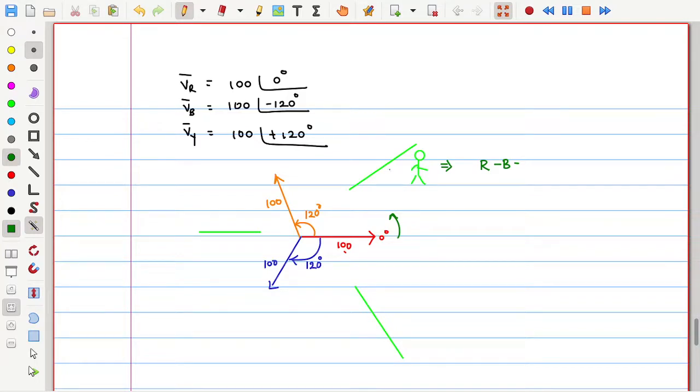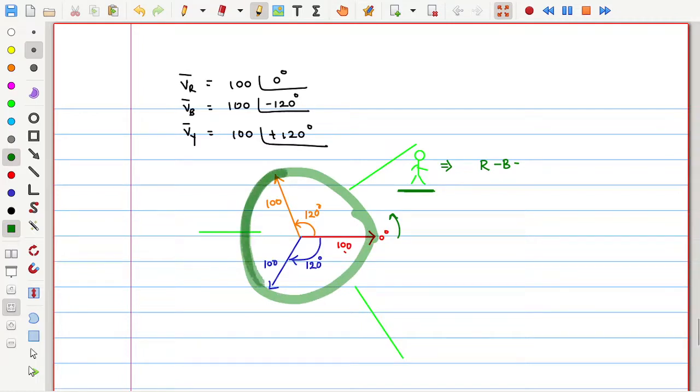I am not rotating. This is stationary. What is rotating is this thing. I think people are getting confused with this. This is a ring, and this ring is rotating. How is it rotating? In the anti-clockwise direction. So if it is rotating in the anti-clockwise direction, what will I see first? R, then B, then Y. Okay, sir. That means R, B, Y.